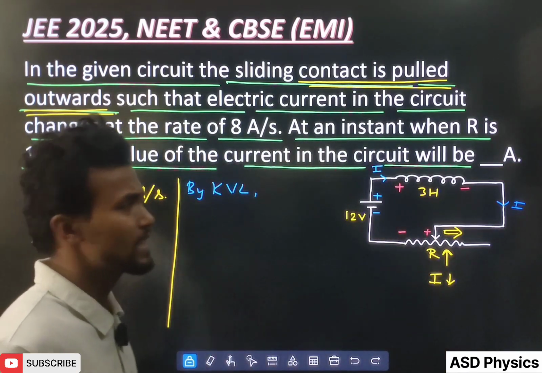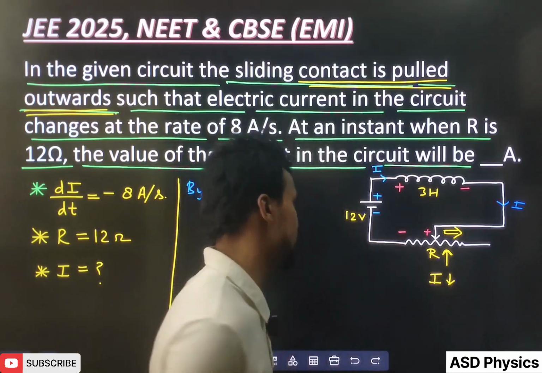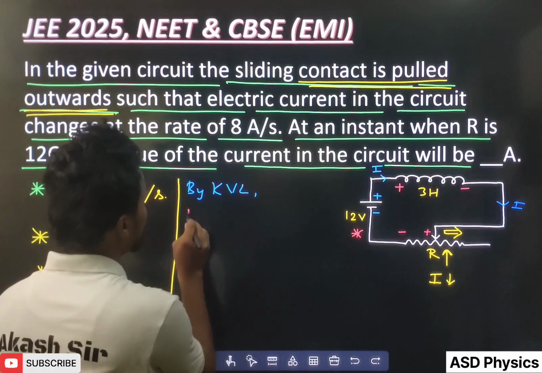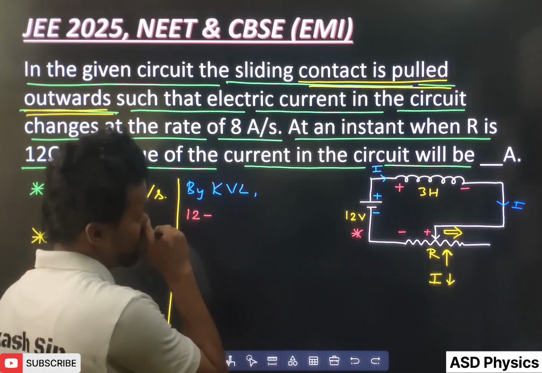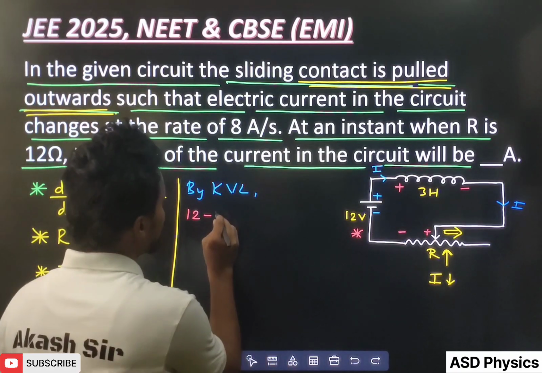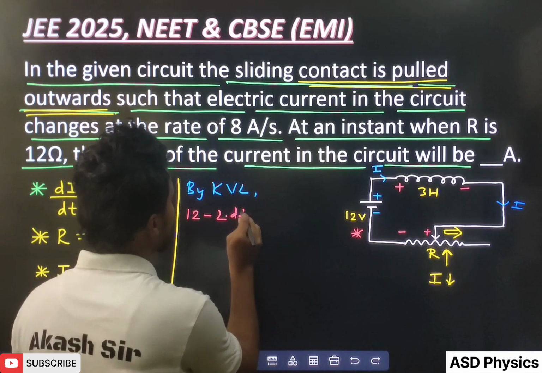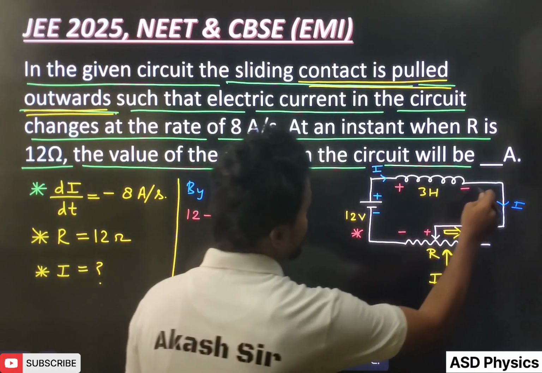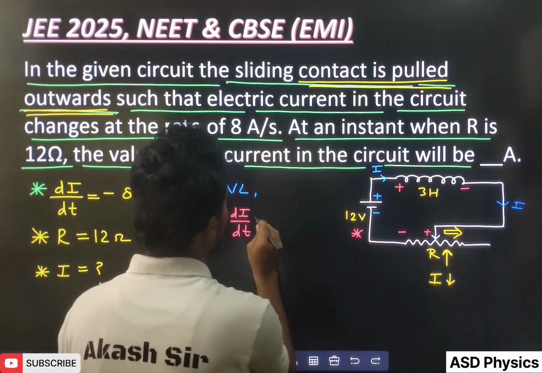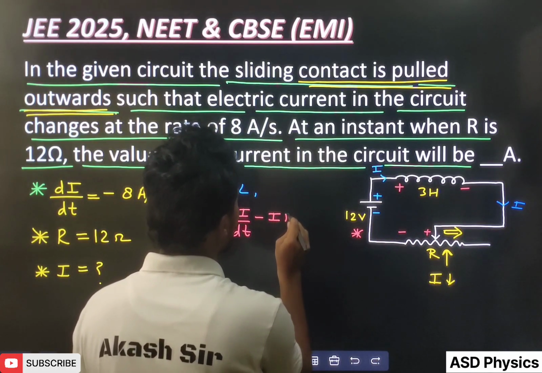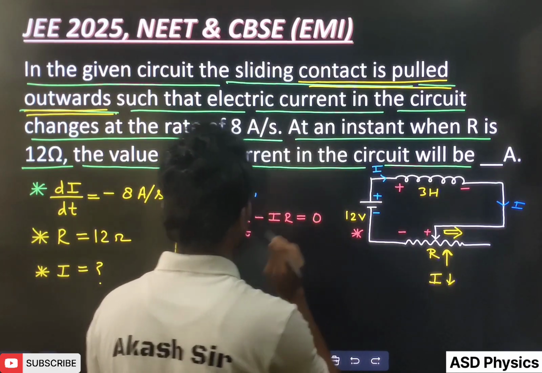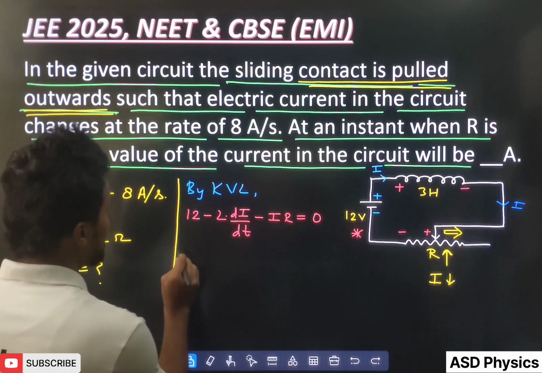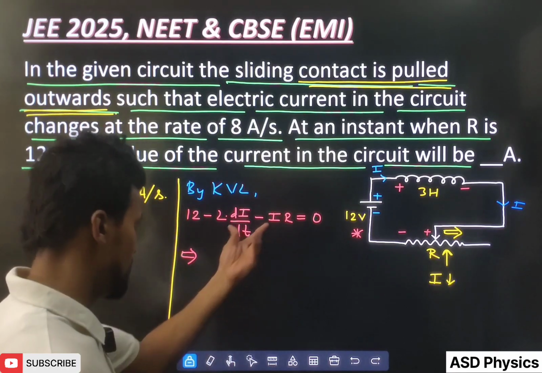So you know very well, in KVL we have to always take the second sign. Let's take, I have started from here, so from here the second sign is 12. Okay, so 12 minus, remember that here we have to write L into di by dt. As of now I am writing 12 minus L di by dt. After that, we are coming to the second sign, minus IR, and again we are reaching the same point, 0. So 12 minus L di by dt minus IR equal to 0.